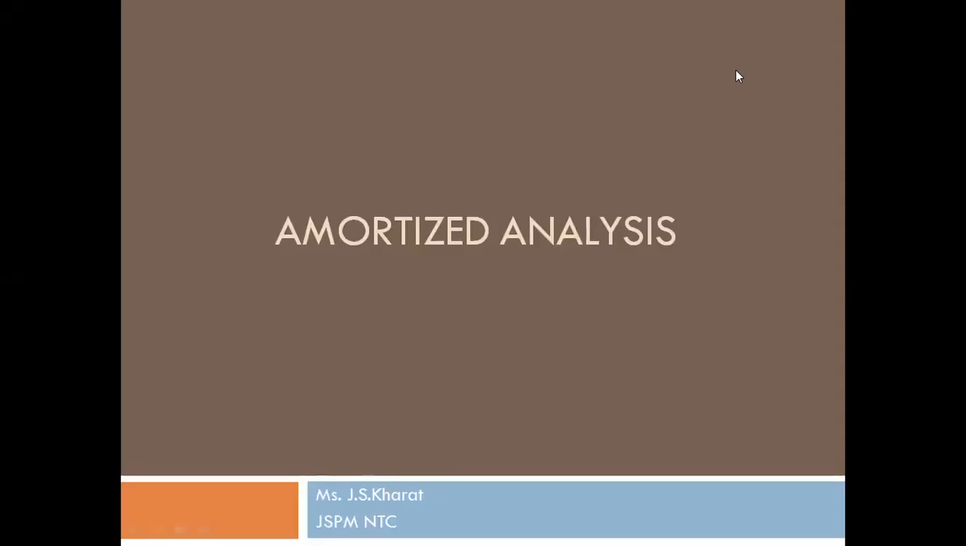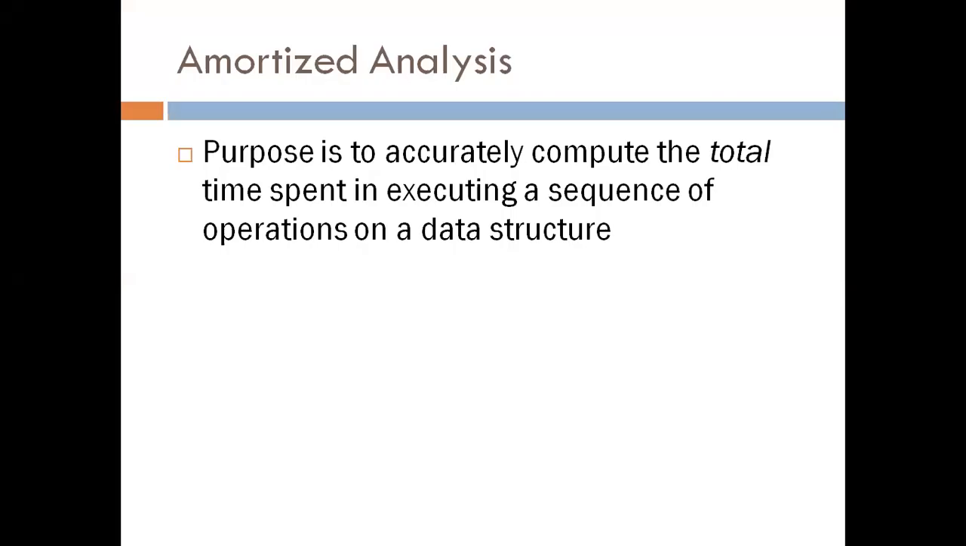Okay, in today's video, we'll see amortized analysis. Amortized analysis means finding average running time per operation over a worst case sequence of operations. In an amortized analysis, the time required to perform a sequence of data structure operations is averaged over all the operations performed. It can be used to show that the average cost of an operation is small if one averages over a sequence of operations.